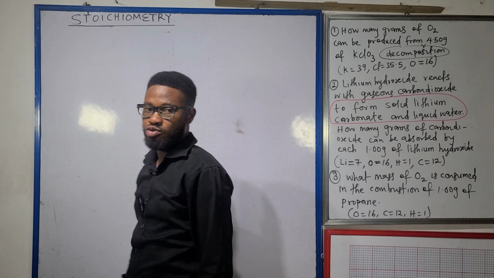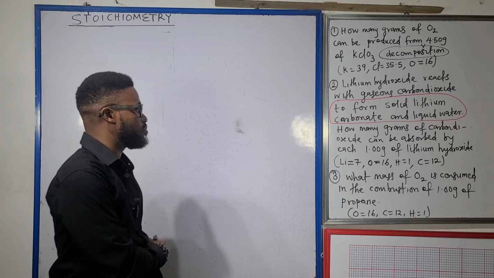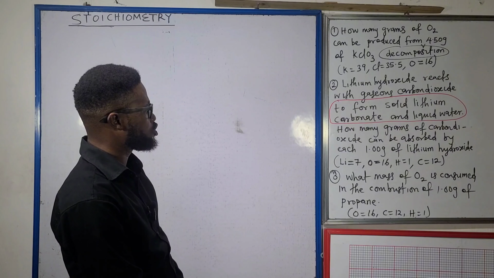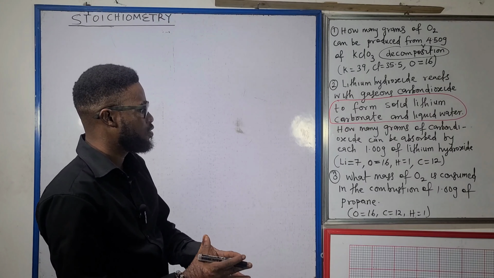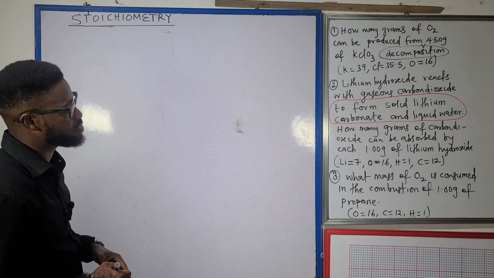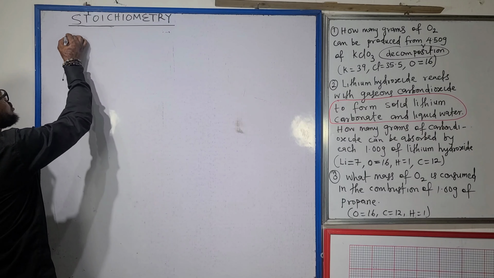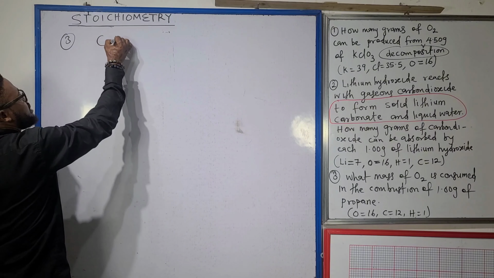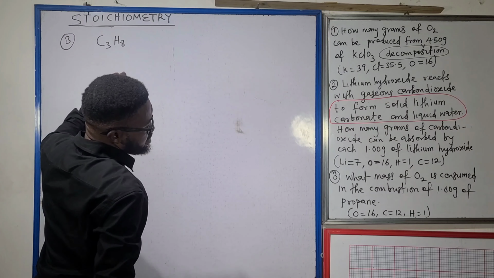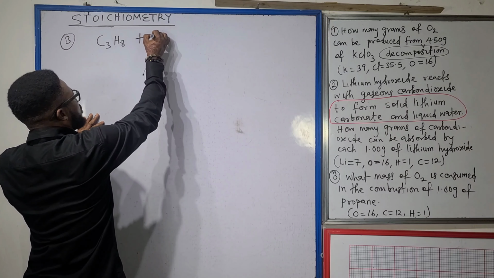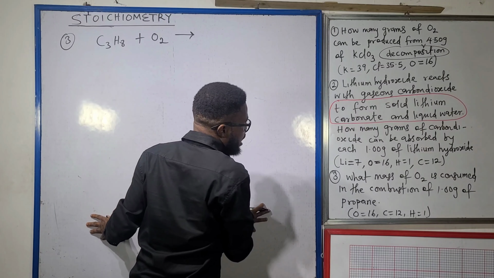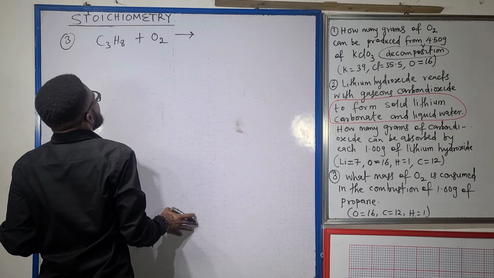So moving on to question 3, which talks about combustion. It says, what mass of oxygen is consumed in the combustion of 1 gram of propane? When you talk about combustion, it simply means something reacting with oxygen. So in this case, they said propane. Propane is C3H8. That belongs to the alkane family. When you talk about combustion of alkane, usually carbon dioxide and water are formed when there is complete combustion.